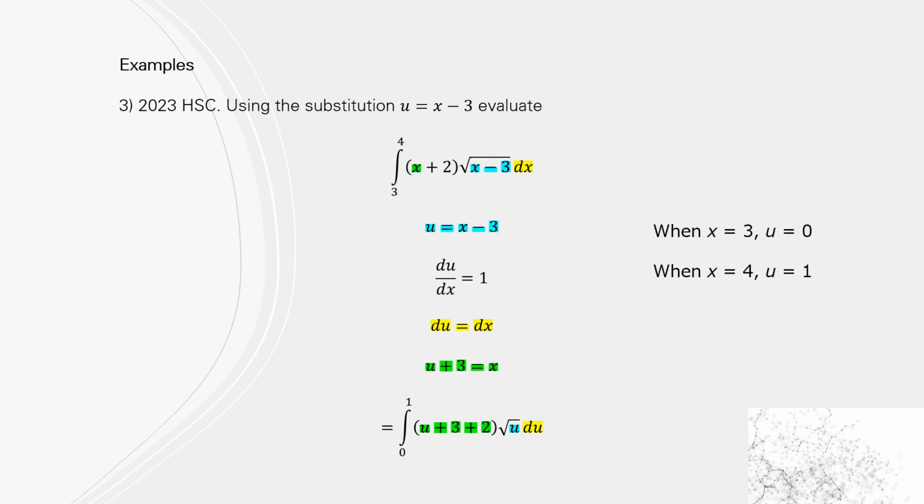So for the other one, the integral from 3 to 4 of x plus 2 square root of x minus 3. Now this is one that you can't do with the reverse chain rule, so the substitution has to take place.